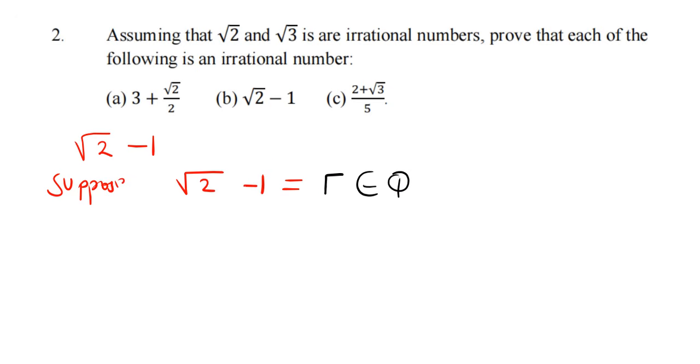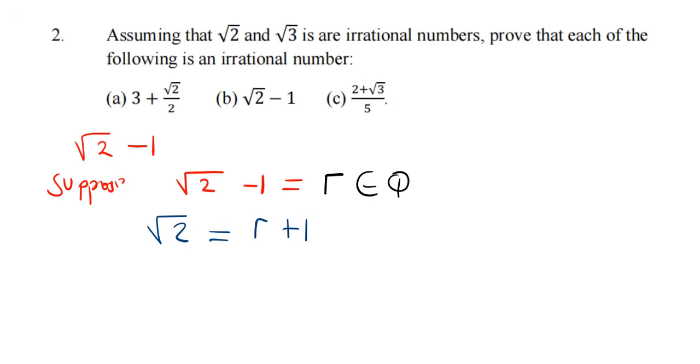In case maybe you didn't understand the first one, you can also understand this one. So in this case, I'm going to take the 1 to the other side. I'm going to say root 2 will be equal to, when the negative 1 goes to the other side, r plus 1 actually. Now this is really a contradiction. We're saying r, which is a rational number, plus 1, which is a rational number, is going to give us root 2, which is an irrational number.